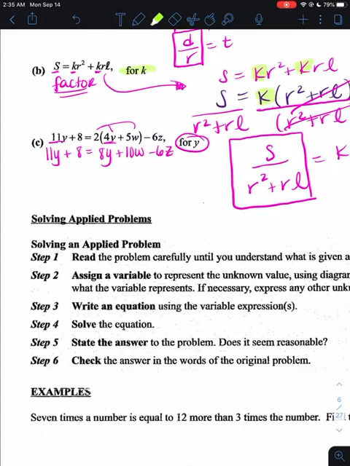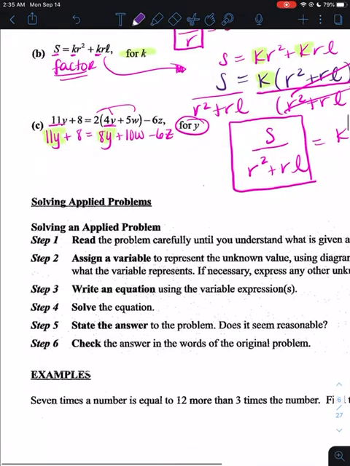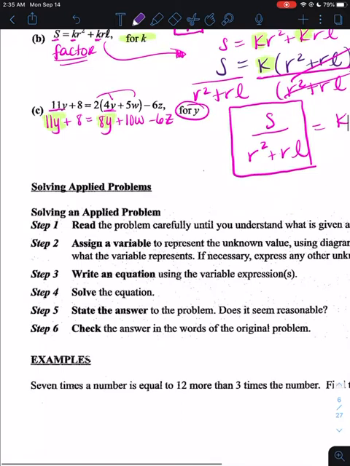Your goal is to get y by itself. So what you want to do is you want to get the y's together. You want to get that 8y and 11y on the same side. So what I'm going to do first of all is I'm going to get rid of this minus 8y from the right side by subtracting it from both sides. 11y minus 8y is 3y plus 8 equals this 10w minus 6z.